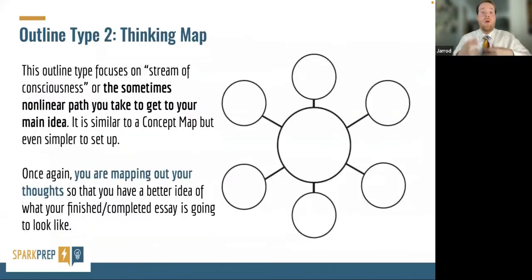So that may seem a little daunting of a task, outline type 1 concept maps, if you've never done it before. So outline type 2 is called a thinking map. And you can see an example on the right side of the screen.